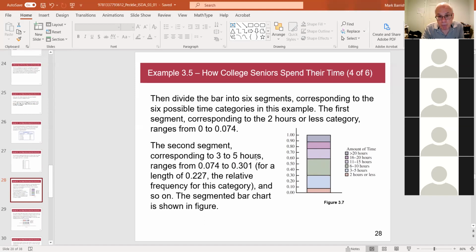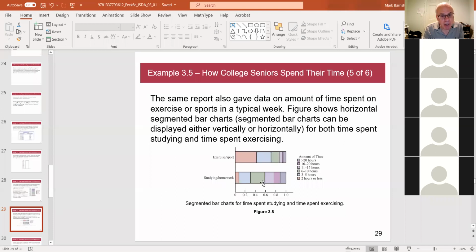Now, again, computer software will do this for you. But this is another way of just comparing categories when you have several categories. All right, this might be easier than just having the categories listed along the x-axis, is to have them all segmented in this way. All right, so this is called a segmented bar chart.